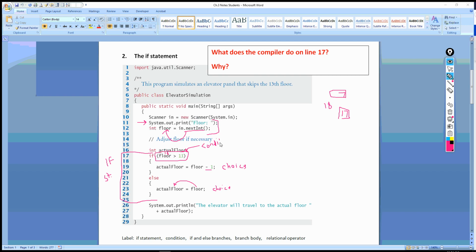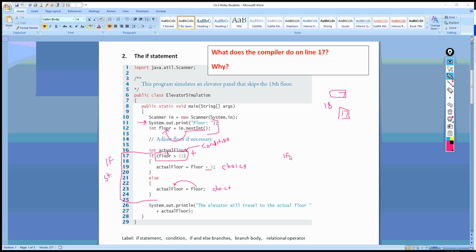And so in this case, if it were 18, of course, then 18 is greater than 13. Is 18 greater than 13? Yes. So the compiler would see this as being true. And so because it's true, it would then choose to execute this choice. Now, the terms that we're using for this is you have an if branch.